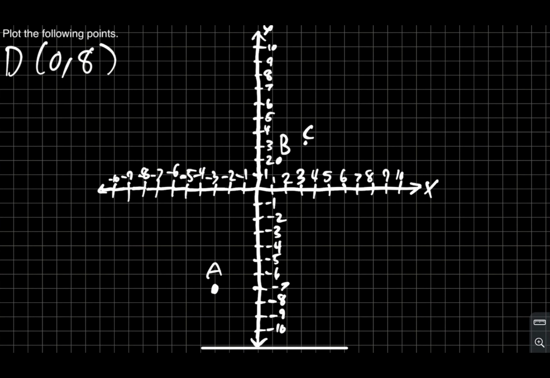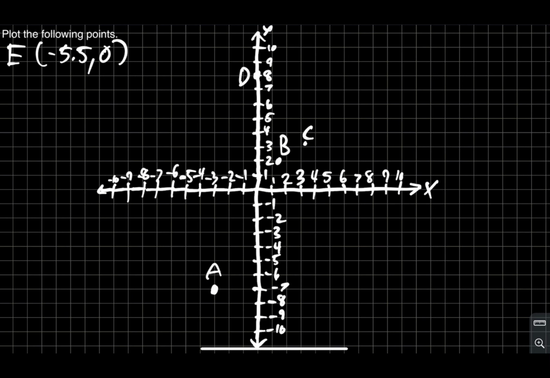Now for point D, it has an x value of 0 and a y value of 8. So we're not going to move left or right. We're going to stay straight down the middle for our x component. And our y value, we're going to move up 8. So we're going to move to the value 8 for the y. So your point is going to be about right here. That's going to be point D.